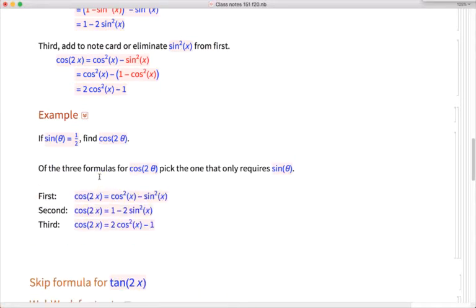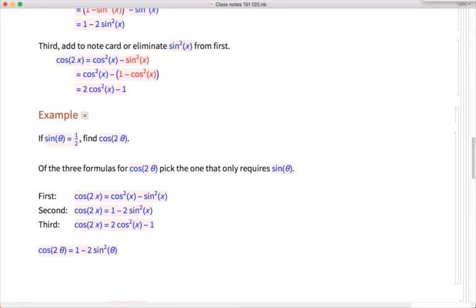Well, the best one to be using here would be the one that only involves sine, because that's the information we were given. If we tried to use either the first or the third identity, we would have to take a time out and try to figure out what cosine of theta was. So pick the one that only requires sine, namely this one. And then I'll just replace the x with the theta.